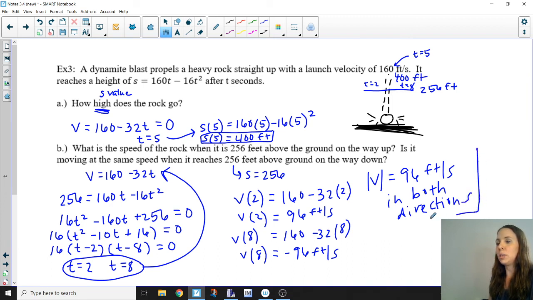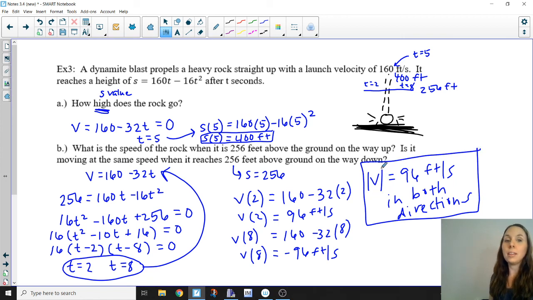Can you read that? You read this as speed. Okay, absolute value of velocity, you can call that speed. That's typically how we denote speed, and it is 96 feet per second in both directions. Yay! Example 3, done. 2 more.